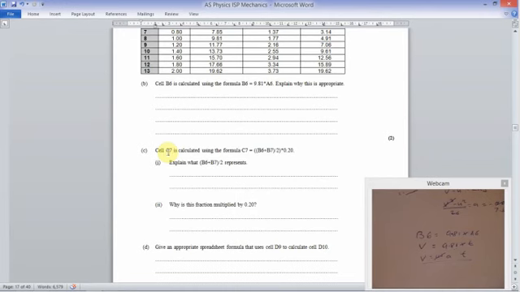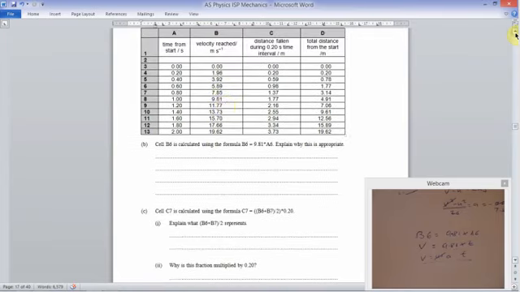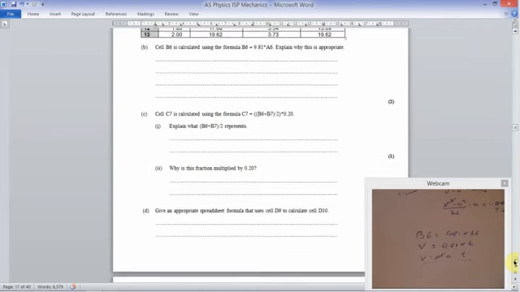Okay, so C7 is calculated by using the formula B6 plus B7 divided by 2 multiplied by 0.2. Explain what B6 plus B7 represents. Okay, so we're taking one velocity and the velocity after that and dividing by 2. So we're finding the average velocity, because we're taking 2 and dividing it by 2. So that's the average velocity is what we're doing.